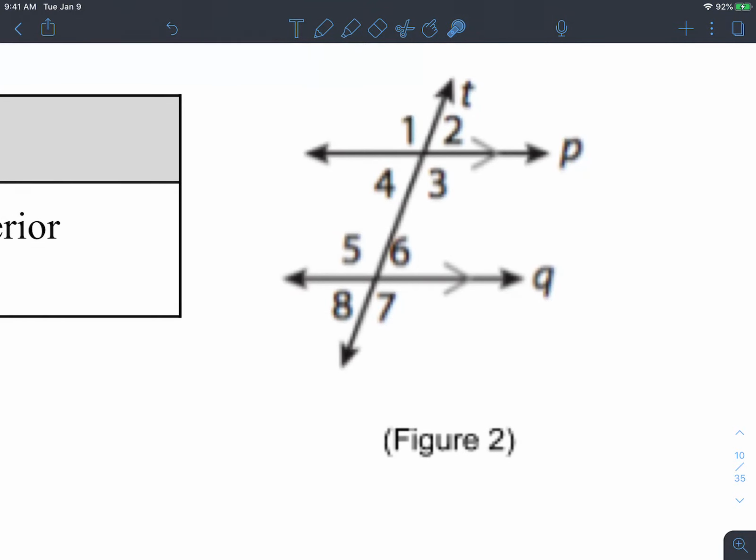Wait a minute. Do you notice anything? Obviously, these two are the same, right? And we know that these two are the same because they're vertical angles, right? But 2 and 3 are supplementary. We know that. But what do you notice about angle 2 and 6? They appear to be congruent. If you're saying 2 and 6 look like they're congruent, you're absolutely positively right.